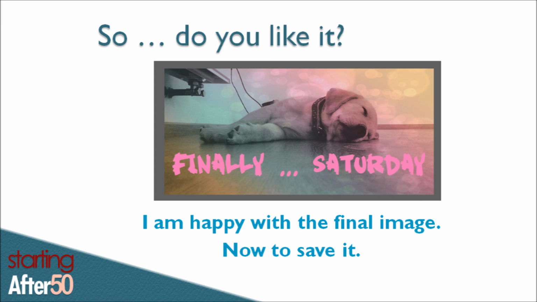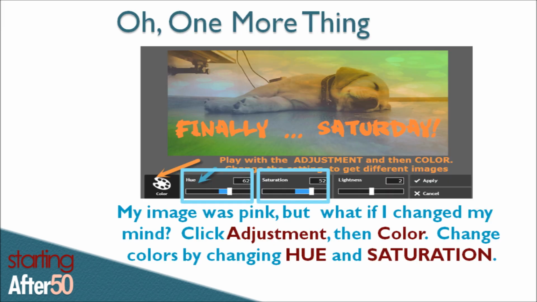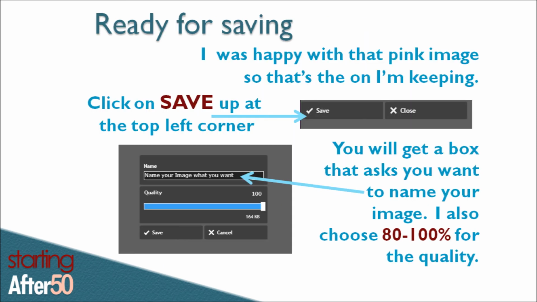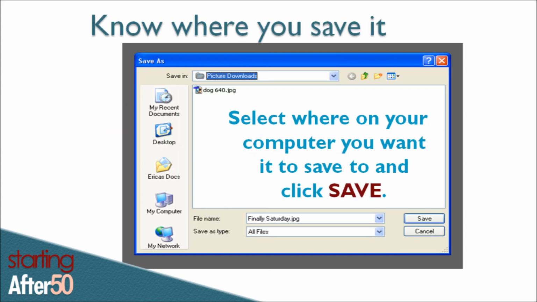I'm kind of happy with my final image. I'm ready to save my pink dreamy puppy. So you go up to the top, you click on save. You do have to give a name for your image. I chose 80 to 100% quality, but always remember where you save it. So again, I put mine in my picture folders so that I know exactly where it is.